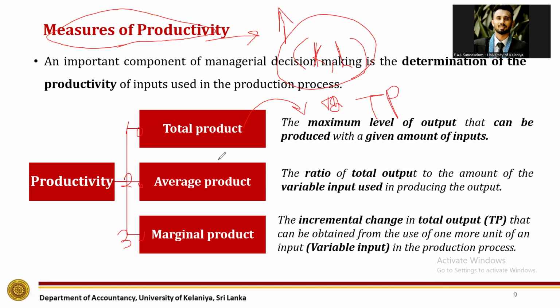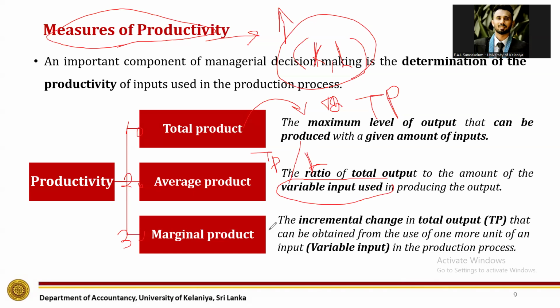Average product, average means what? Average product means, to generate the total product, how much they contribute from providing the variable input. So the contribution relating to the variable input for the total product we call the average product. Only the variable input you need to take. The definition given is the total output to the amount of variable input used. Based on the variable input used, what is your average output? That means you need to divide by the variable input, which is L. The variable input we have is L. If it is the long term, you need to take L and K both together.